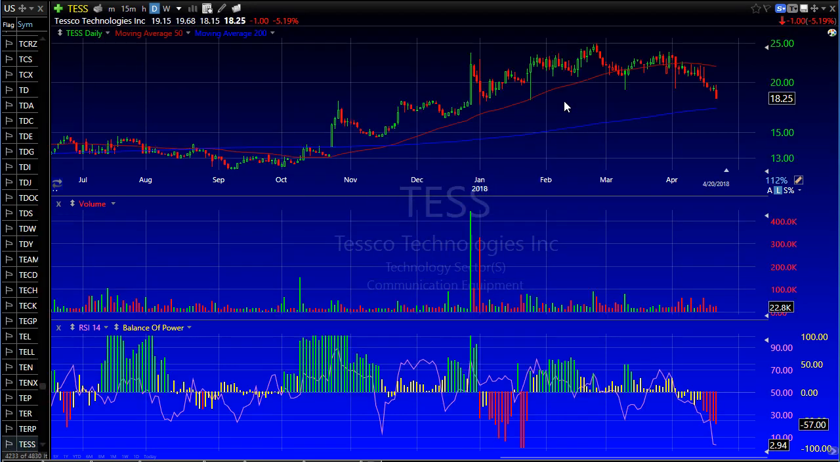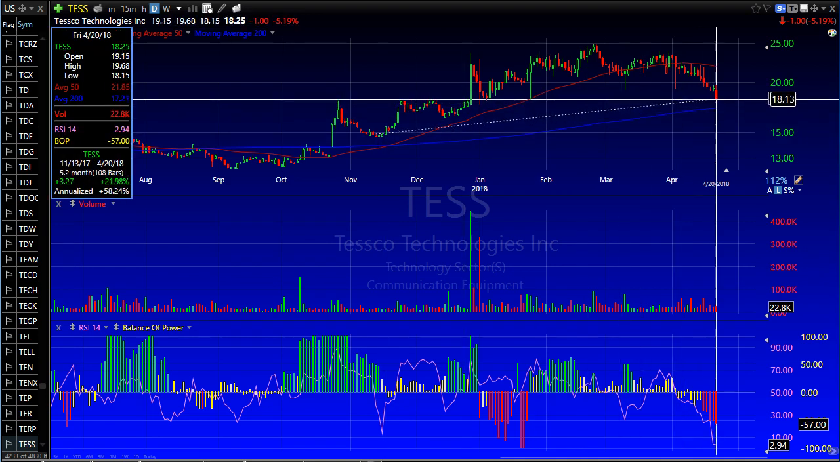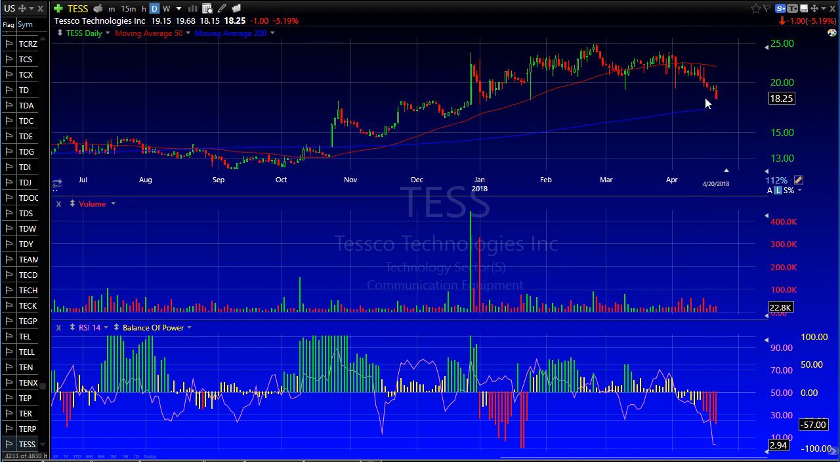TESS, confirmation close below the 50-day moving average on heavier volume, closing below multiple support levels. That does end that one, so that one's over. TESS leaving here overall with around a 22% gain from the entry signal right back here.